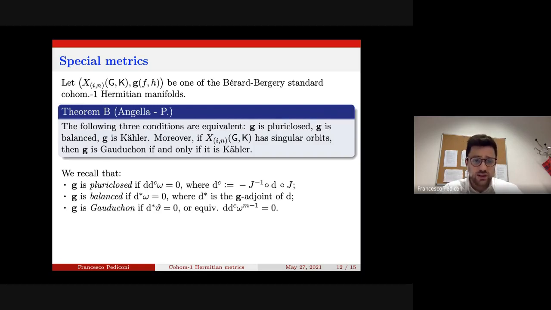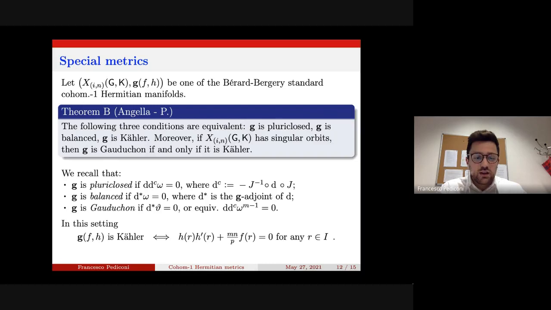In general, these three conditions are very different. But we prove with this theorem that for this special kind of metric, all of this just reduces to the Kähler condition. And moreover, the Kähler condition for such metrics is nothing but an easy ODE in terms of h and f. So all of these conditions reduce to this simple ODE in terms of h and f.